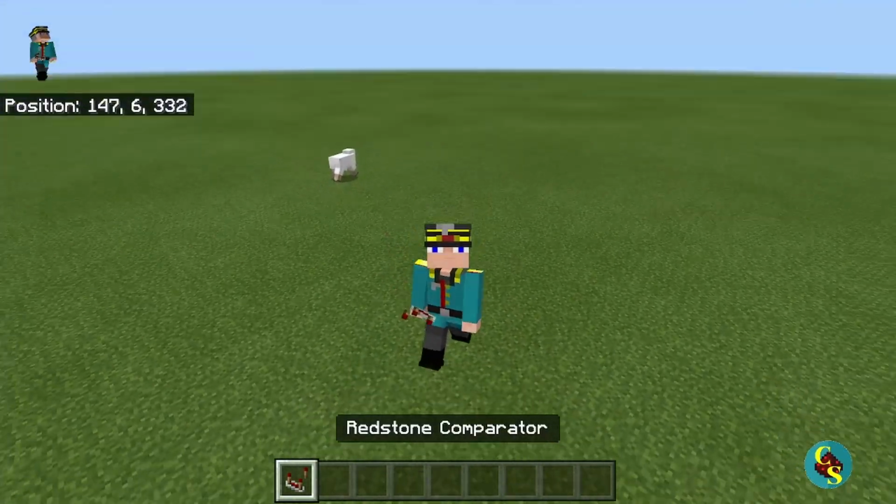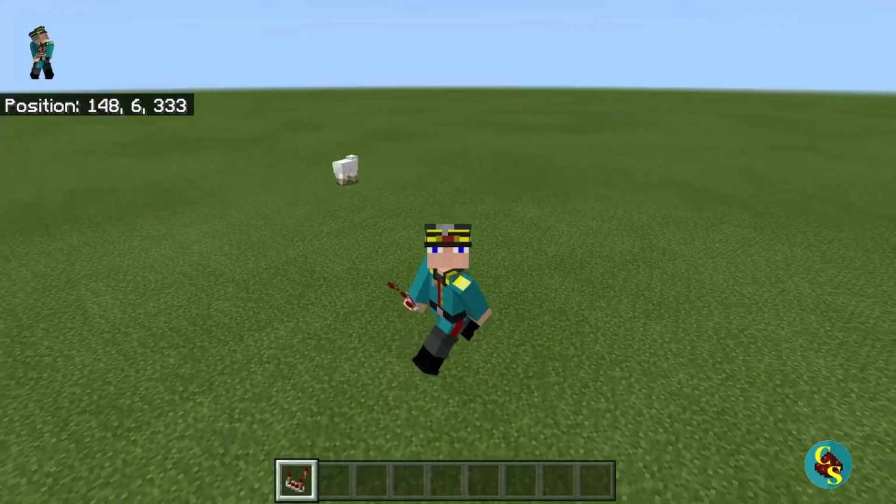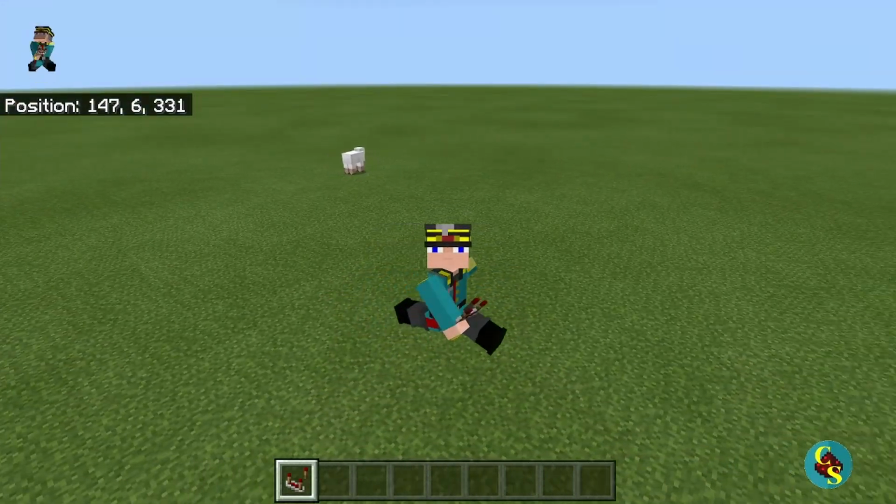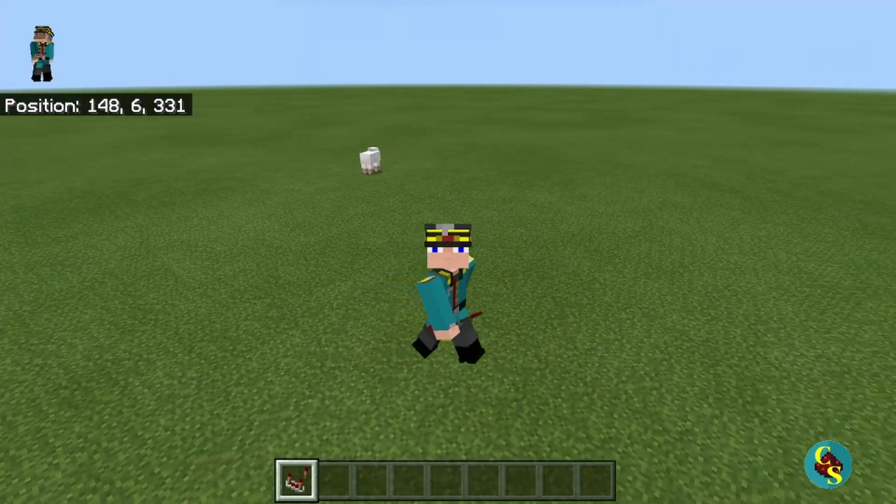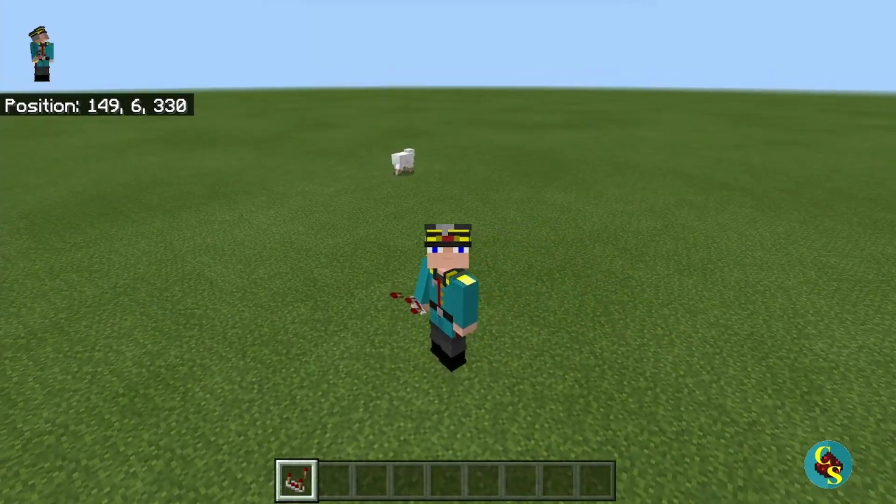Today we are going to be looking at the infamous comparator. This is one of the most complex components in Minecraft and many people do not understand them, so that is what I'm going to be talking about today.